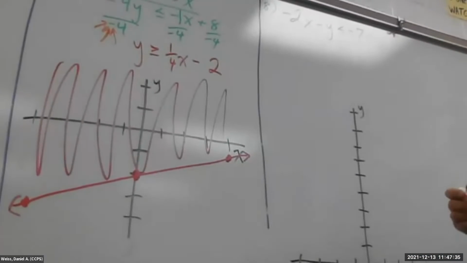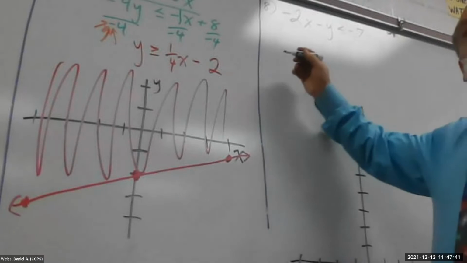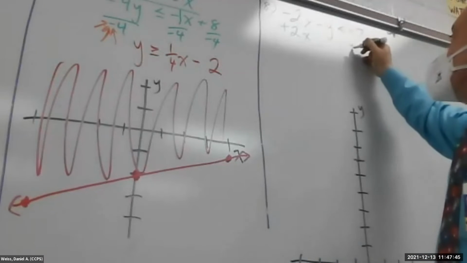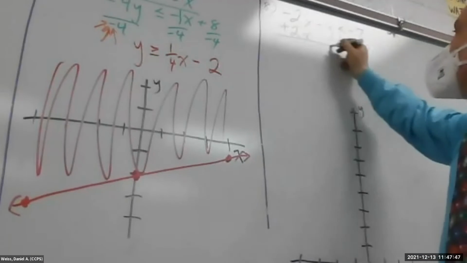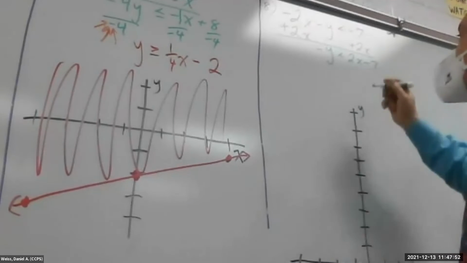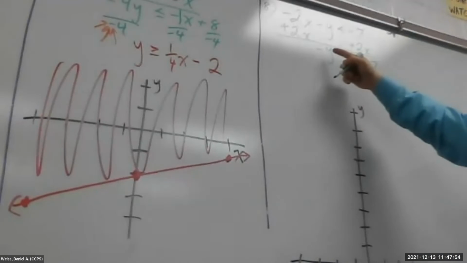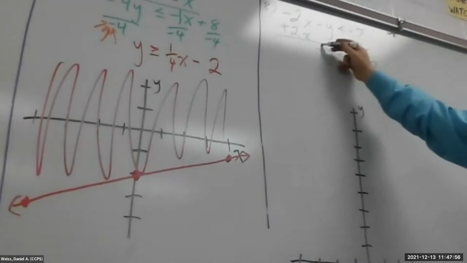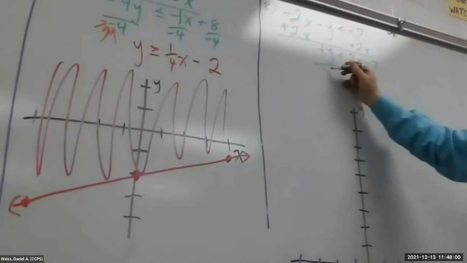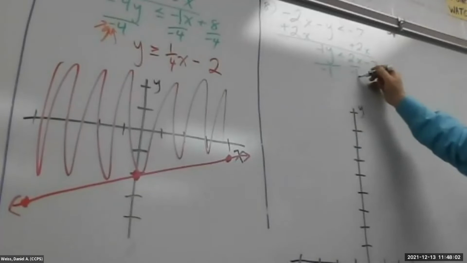I have -2x minus y less than -7. What am I going to do first? I'm going to add 2x, right? Add 2x. I get -y less than 2x minus 7. This is -1y, right? So I'm going to divide by -1. Good, LJ. Divide by -1.